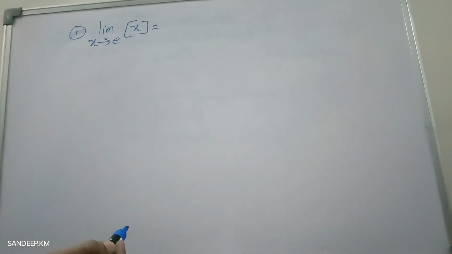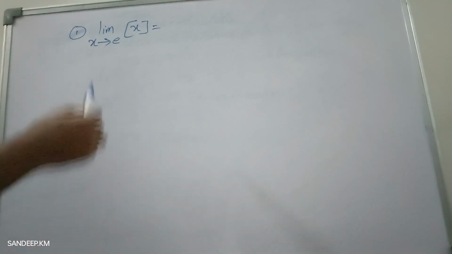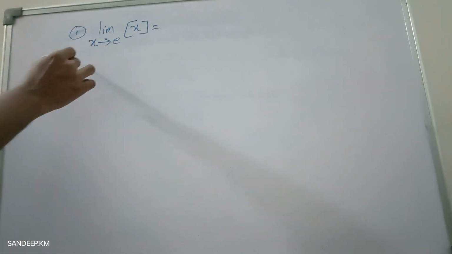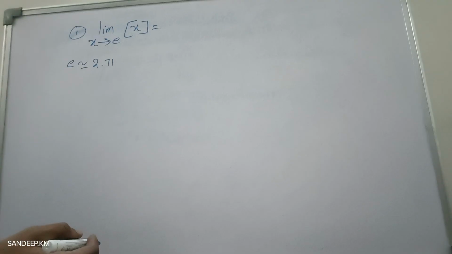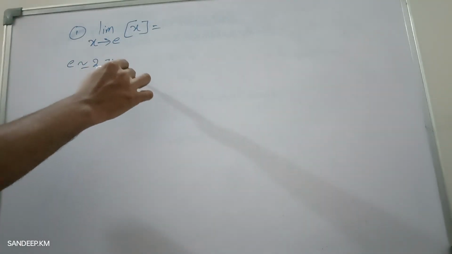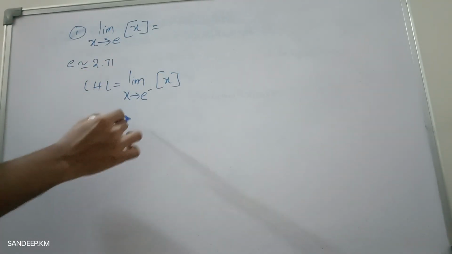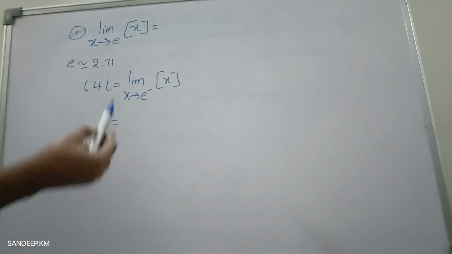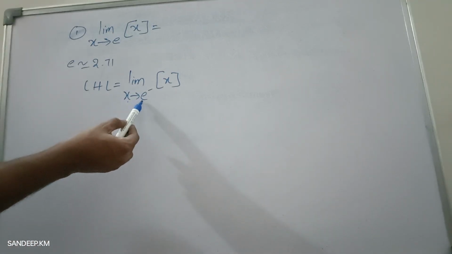Here is our first question. Limit x approaches e, step x is equal to. Where e is an irrational number and it's approximately equal to 2.71, right? So first let us use LHL and RHL. Okay, so LHL is equal to limit x approaches e minus, step x. Okay, so you have to understand that x is approaching the irrational number e from the left side.